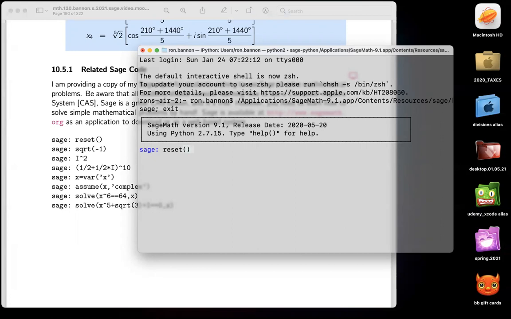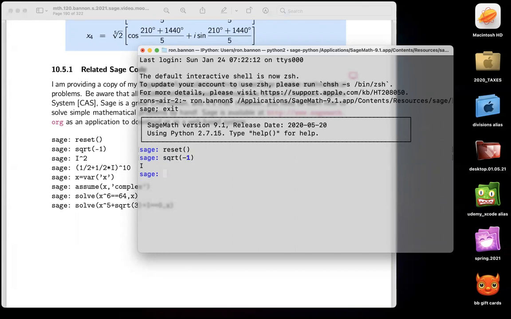This is about the complex numbers, by the way. What does reset do? It kind of just gives me a clean slate, so to speak. It's an electronic slate. I always say clean sheet of paper. Let's try the square root of -1. Let's see what happens. And it gives me the letter I.